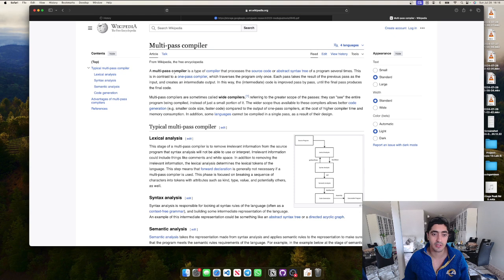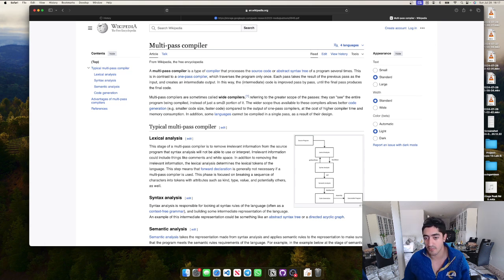Alright, so a multi-pass compiler is a type of compiler that processes the source code or abstract syntax tree of a program several times. This is in contrast to a one-pass compiler, which traverses the program only once. Each pass takes the result of the previous pass as the input and creates an intermediate output. In this way, the intermediate code is improved pass by pass until the final pass produces the final code. Multipass compilers are sometimes called wide compilers, referring to the greater scope of the passes. They can see the entire program being compiled instead of just a small portion of it.